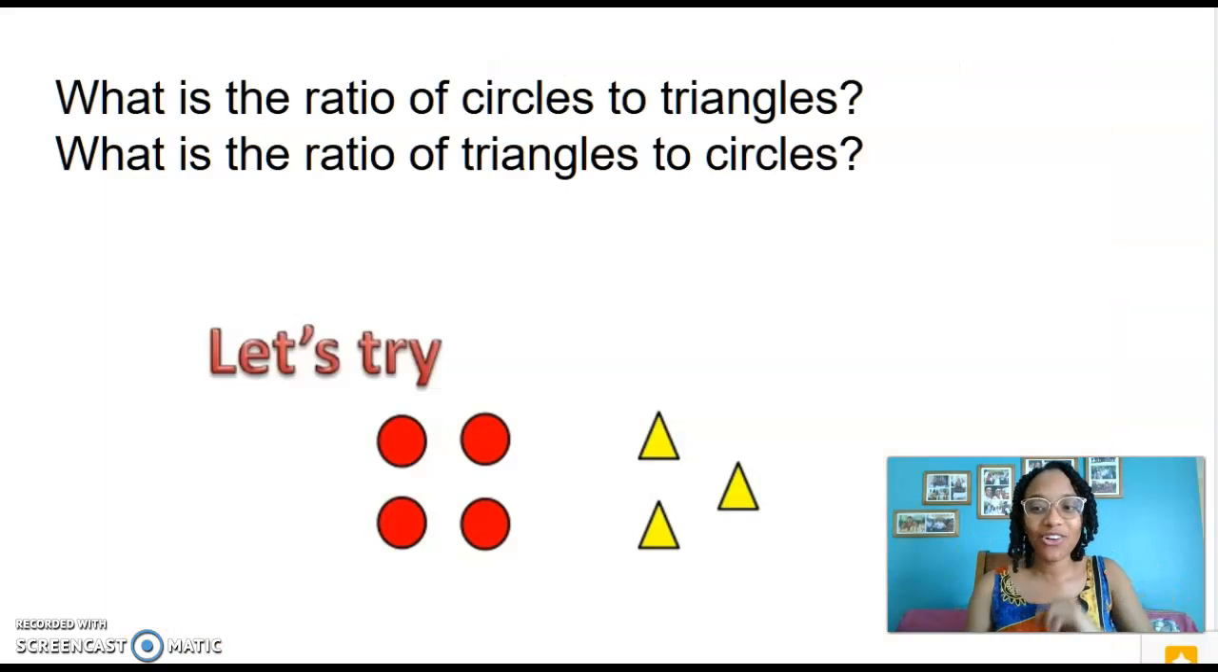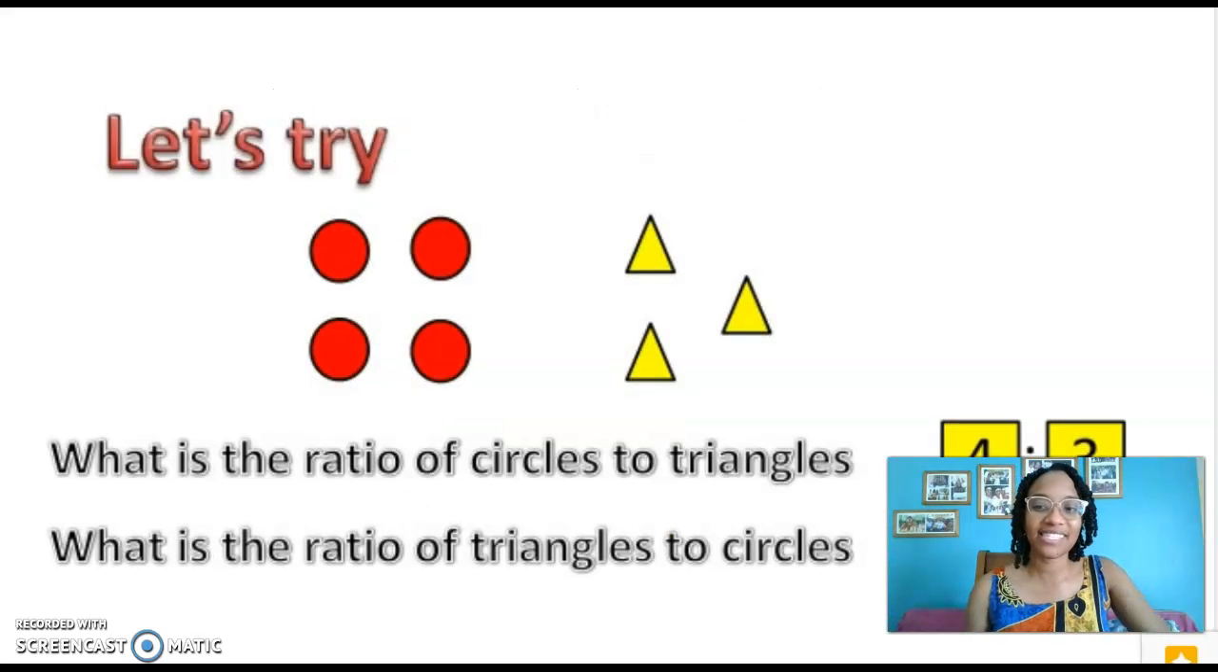See? Now you try. What is the ratio of circles to triangles? And what about the ratio of triangles to circles? Let's see if you've got it. The ratio of circles to triangles is 4 to 3, and the ratio of triangles to circles is 3 to 4.